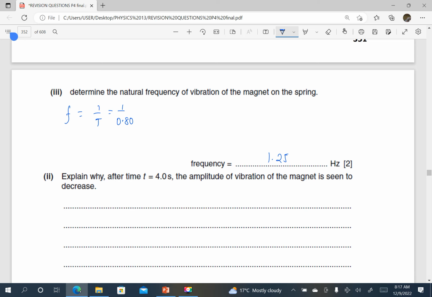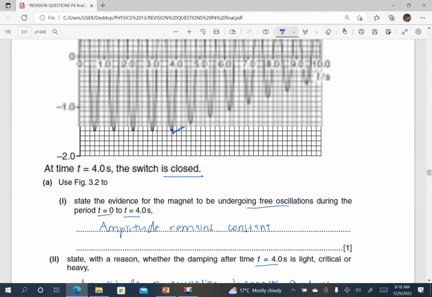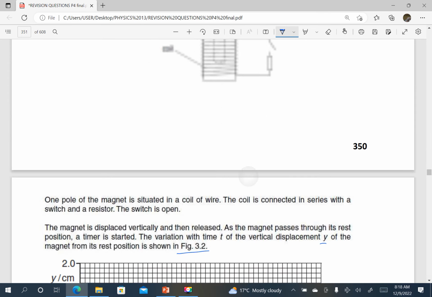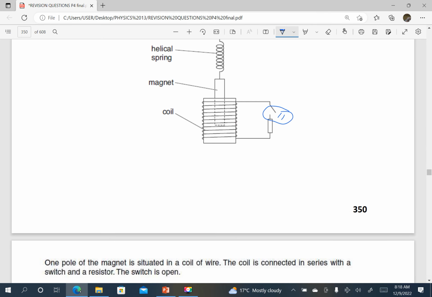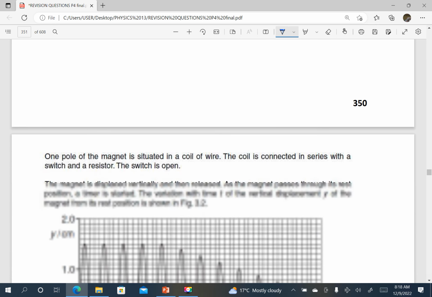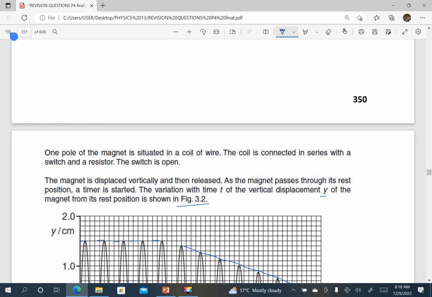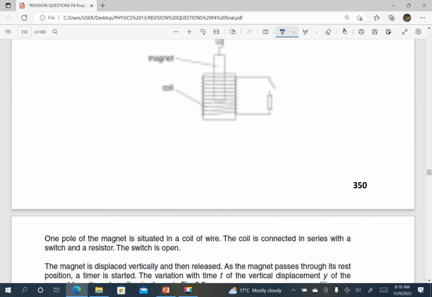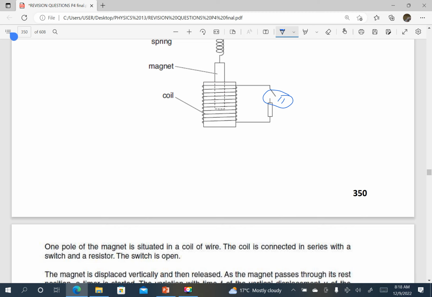Explain why after time t equals 4 seconds, the amplitude of vibration of the magnet is seen to decrease. After t equals 4 seconds, the amplitude of vibration is seen to decrease. We have already seen that it is light damping. Remember initially, before 4 seconds, the switch was open. If that switch was open, when the magnet was oscillating, we can't say there was an induced EMF because there was an incomplete circuit. But after 4 seconds, when the switch was closed, there is now a complete circuit. So now when the coil of wire cuts the magnetic field, an EMF is going to be induced.